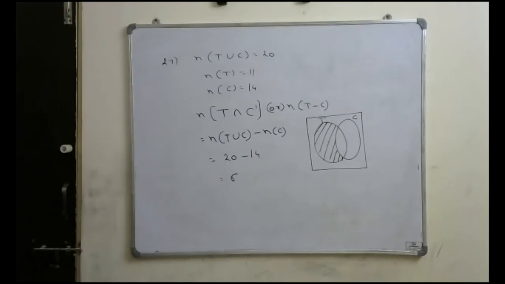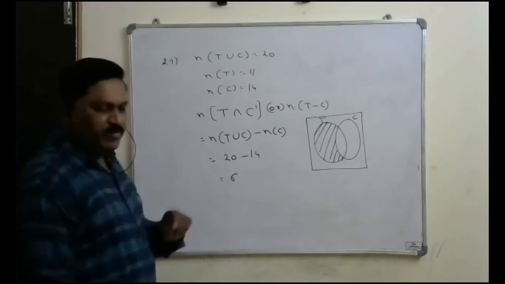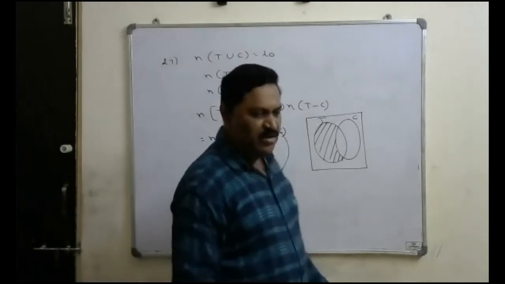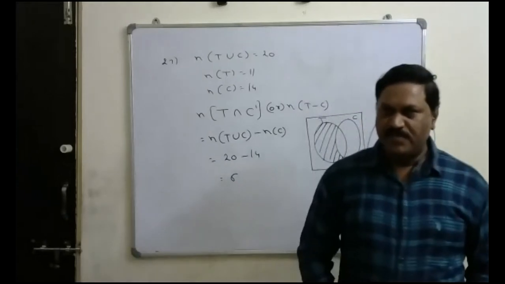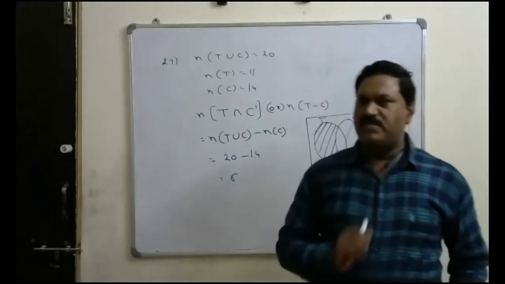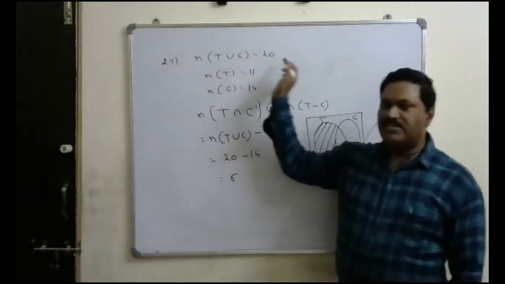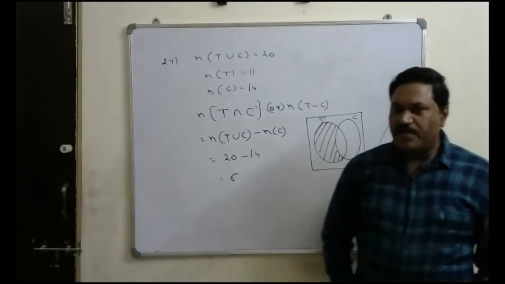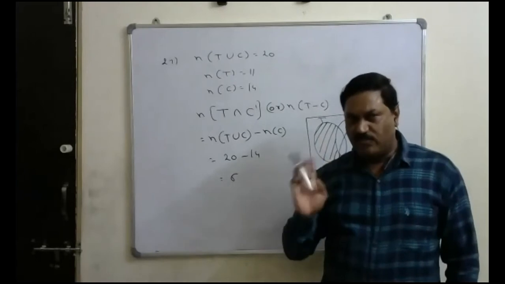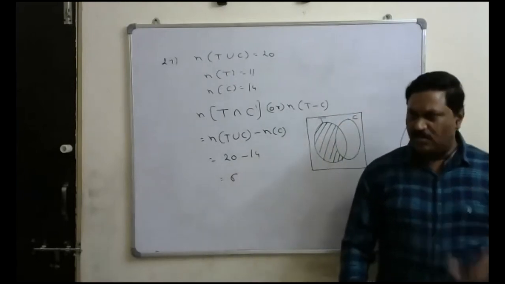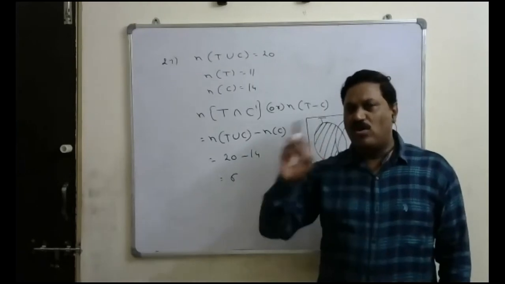Okay, look at this. In a family there are 20 members, and it is given that every member likes at least one of either tea or coffee. At least either tea or coffee is represented by T union C, which is given as 20. The number of people who like tea is 11, and the number who like coffee is 14. Then how many of the members like tea only but not coffee?